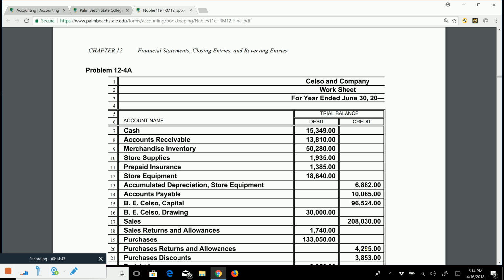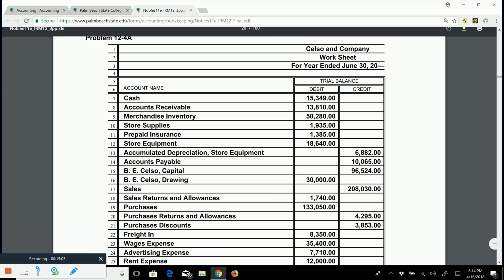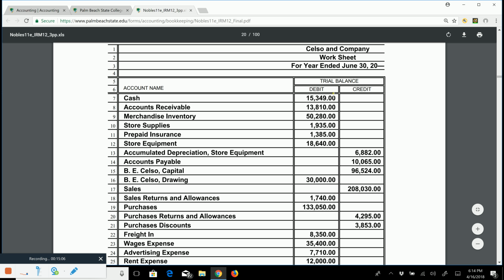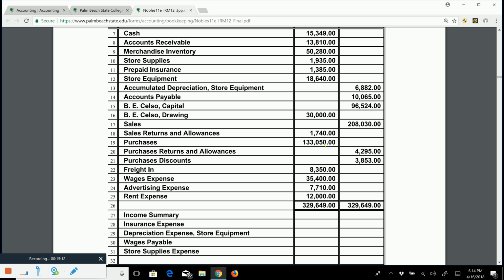So the first thing I'm going to show you here is what a worksheet looks like. A worksheet is not a financial statement, but a worksheet is a tool to assist the accountant in seeing everything in one large spreadsheet. The worksheet starts off with two columns, which are the debit and credit columns of the original unadjusted trial balance. And that's actually what the author gave us. If you look at page 567 into page 568, the author gave us the original unadjusted trial balance.